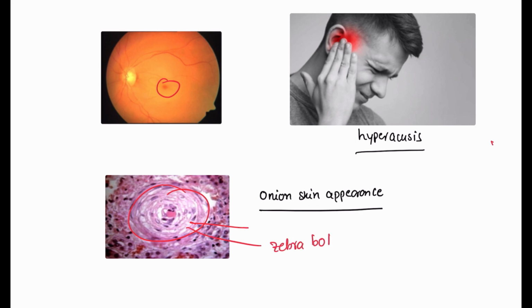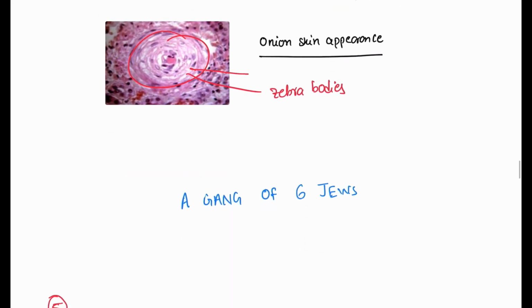Presence of zebra bodies is a hallmark sign of Tay-Sachs disease. A small mnemonic to remember Tay-Sachs disease is a gang of 6 Jews. Here, gang stands for GM2 ganglioside, 6 stands for hexosaminidase A enzyme. Jews means it is most commonly seen in Ashkenazi Jews.